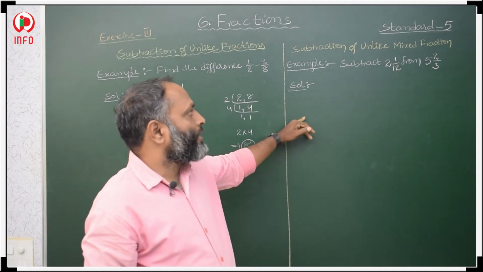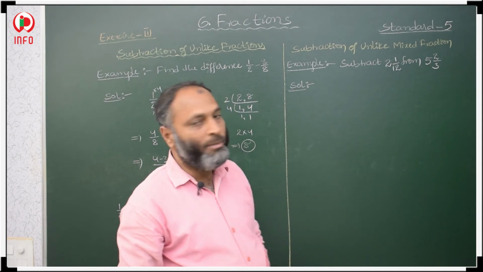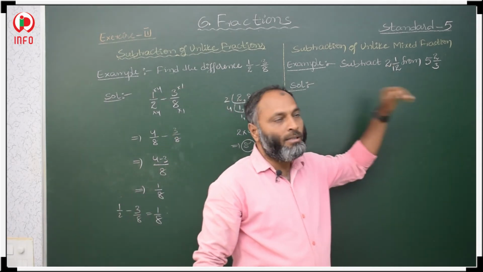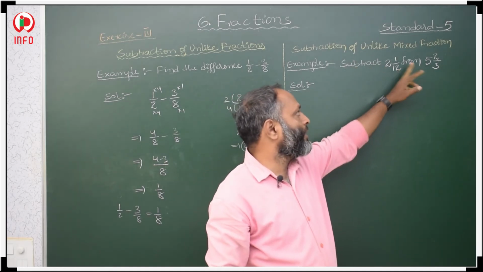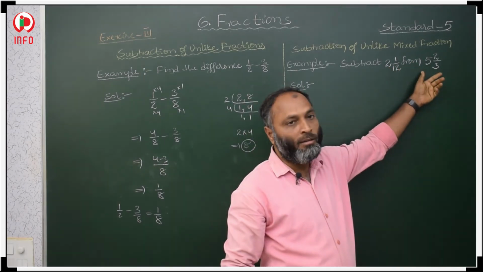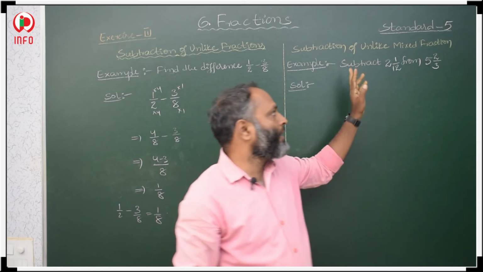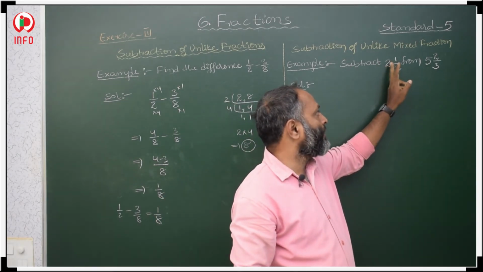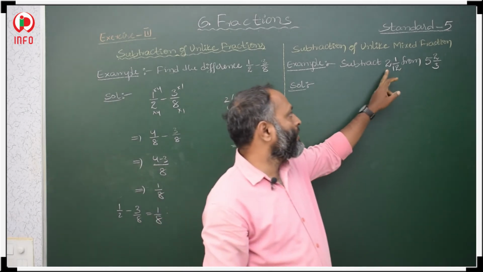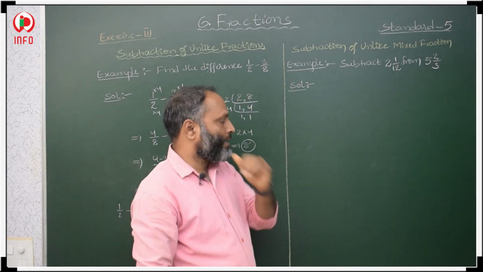Now students, see here, subtraction of unlike mixed fractions. So unlike fractions as well as mixed fractions, how do we convert? Subtract 2 1 by 12 from 5 2 by 3. In some books it is given as 5 2 by 3 and 2 1 by 12, so you make it correct. If in your textbook it is like this, then no problem. But if 5 2 by 3 is given first and 2 1 by 12 in the second position, you have to make it correct. So the correct sum is 2 1 by 12 taken from 5 2 by 3.